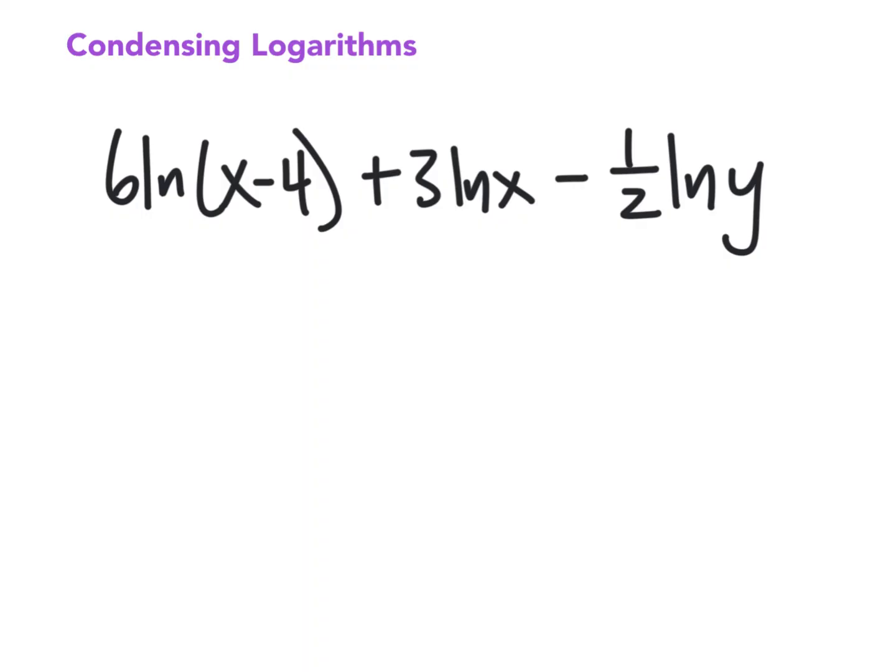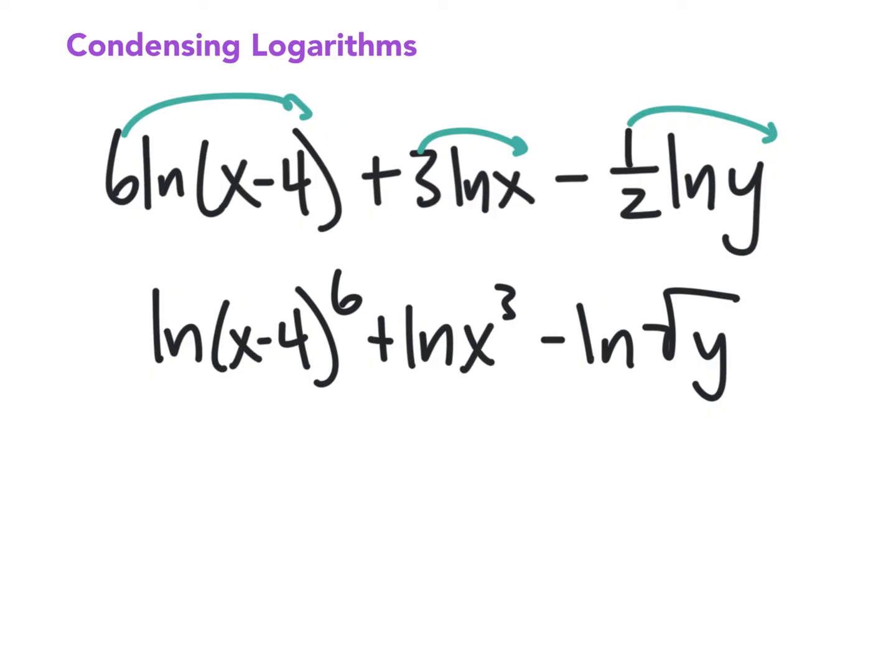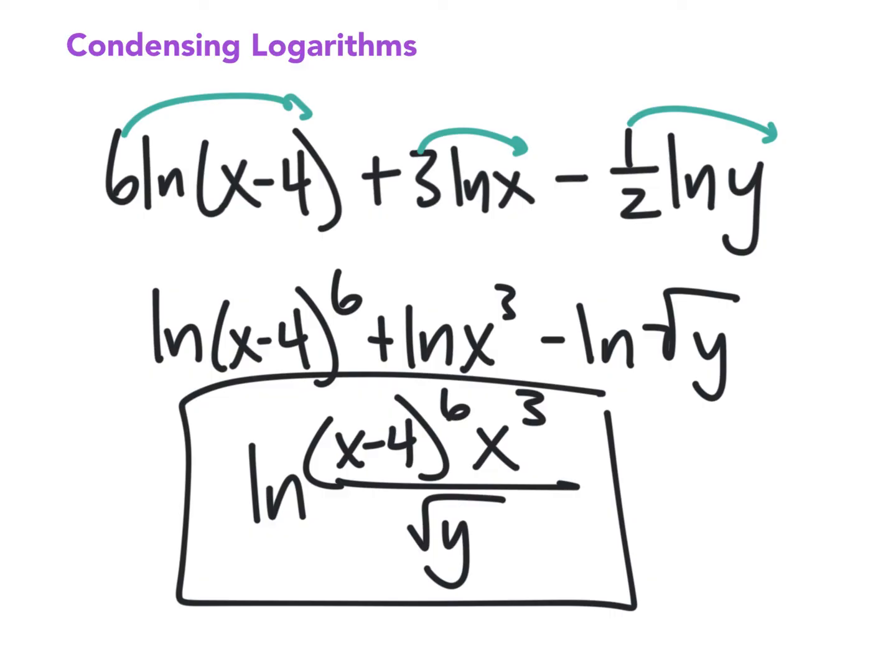All right, for condensing logs, we just move the other way. The very first thing that we want to do is move all of the powers into their spots. And you'll notice that y raised to the half is the same thing as taking the square root of y. Now, because they all have natural log out in the front, these are all just one natural log, the addition becomes multiplication and we'll divide by the square root of y. So this condenses to the natural log of x minus 4 to the 6th times x cubed all over the square root of y.